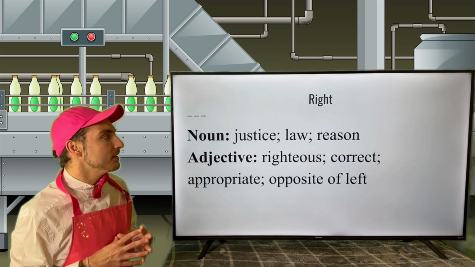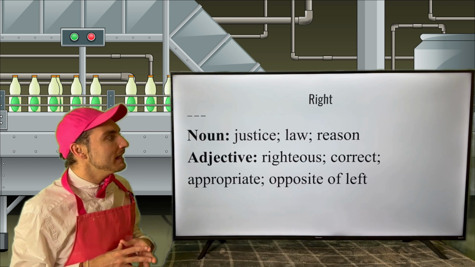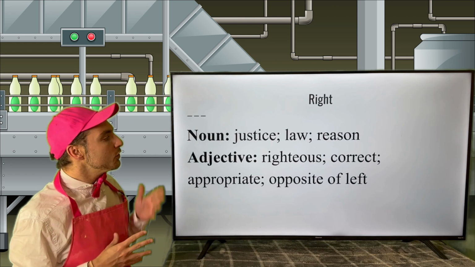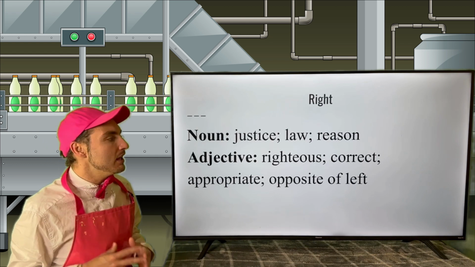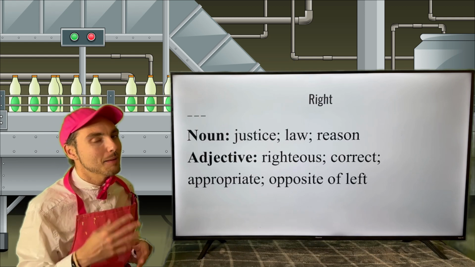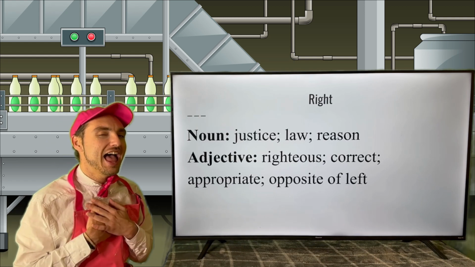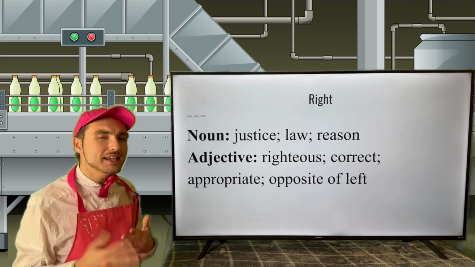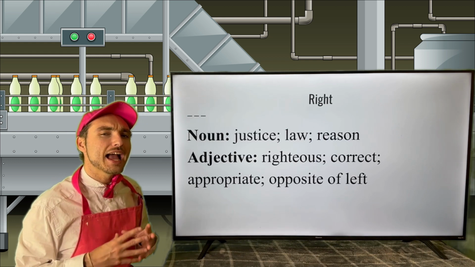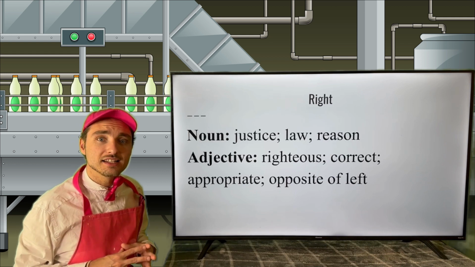R-I-G-H-T, right. And it's a noun meaning justice, law, and reason. But we also use it as an adjective to mean righteous, correct, appropriate, and the opposite of left. So, those are the basic definitions for the word right. But let's go ahead and see how right is used in a few sentences.